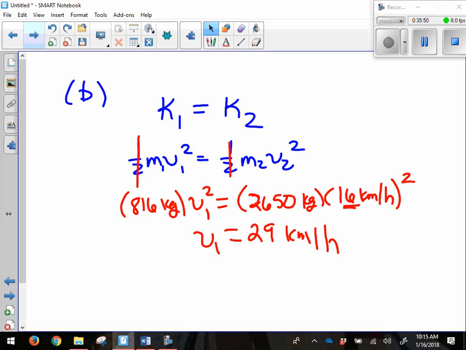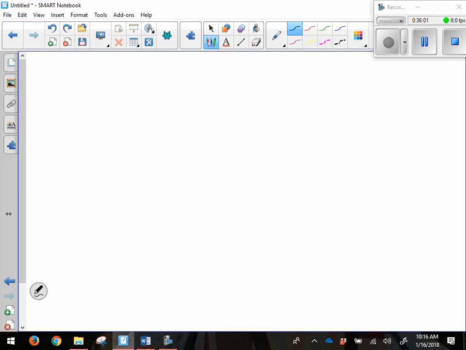So this was really just momentum in one direction. Okay. So the next problem that we're going to talk about is going to talk about momentum as a vector. So let's do page 248, number 22.